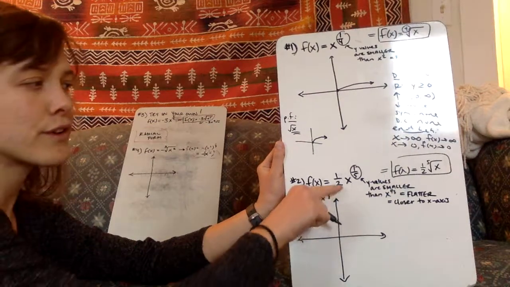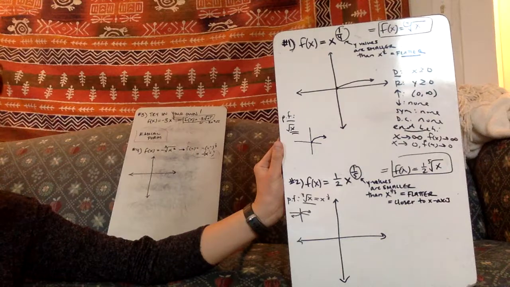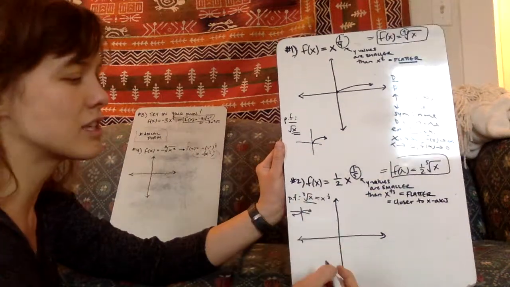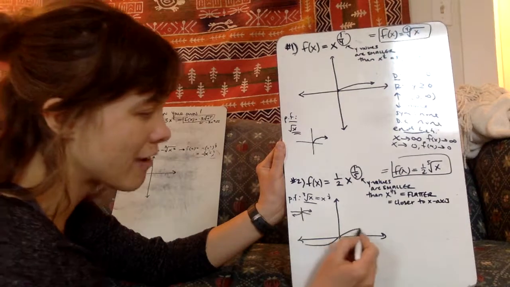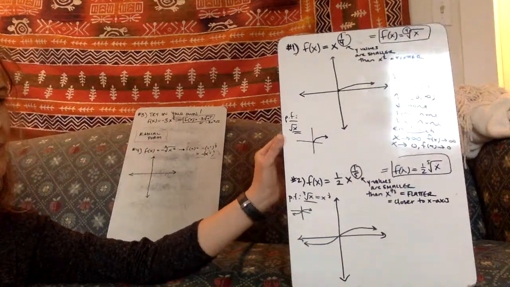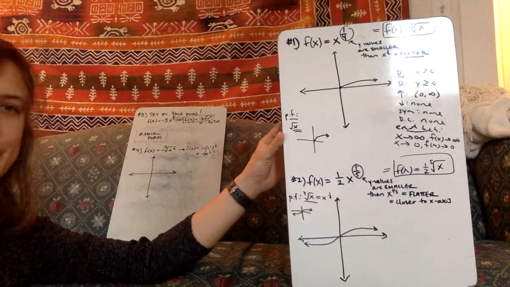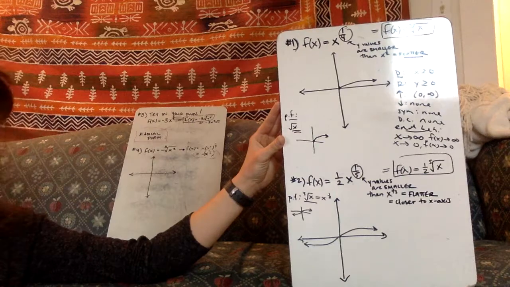I also have a vertical compression here by 1/2, so it's going to be much flatter. And I don't have a translation left or right. So what I'm going to do here is just draw a flat graph, a flatter, odd fractional or rational exponent graph. It should look something like that.